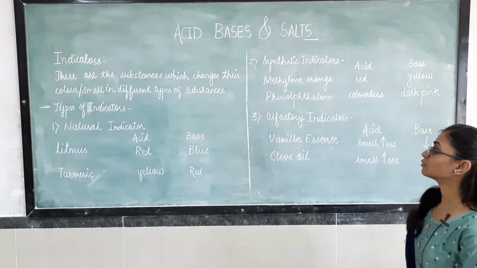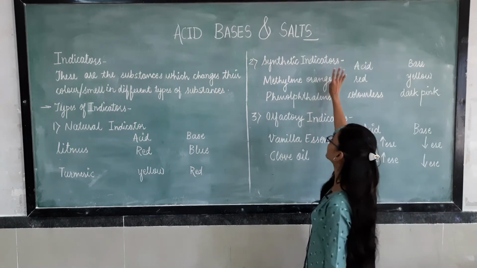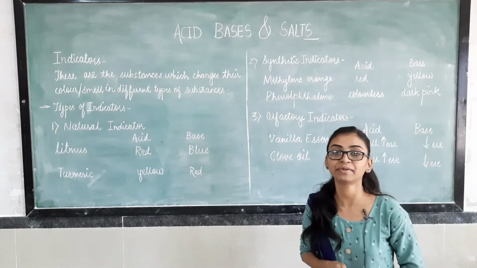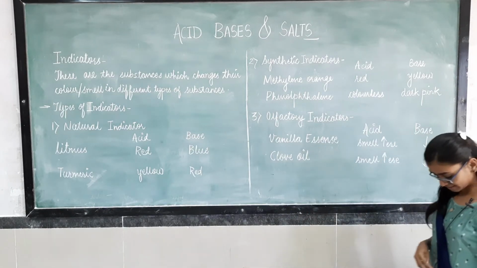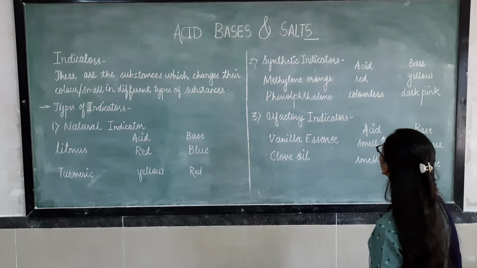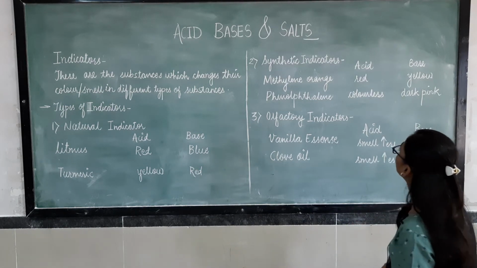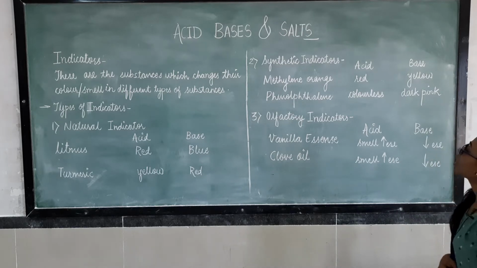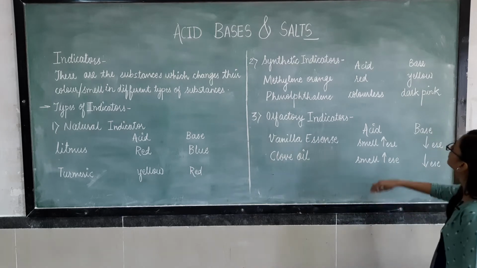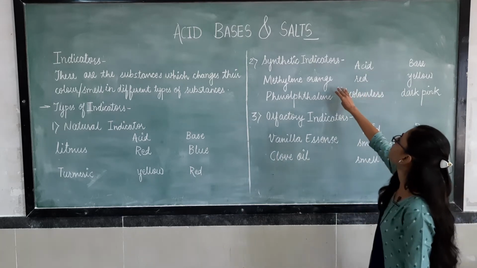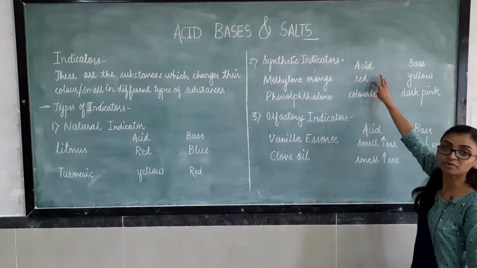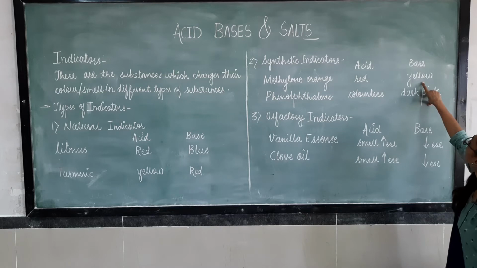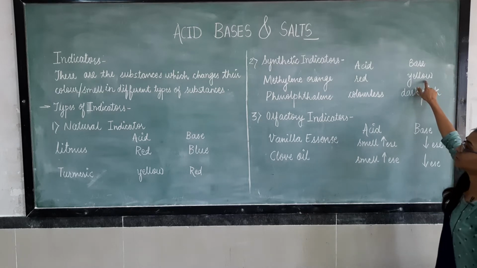Okay. Now the second type of indicators are synthetic indicators. These are the indicators which we synthesize in the laboratory, or chemically prepare. Examples are methyl orange and phenolphthalein. See, methyl orange: what does methyl orange do when it reacts with acid? When it reacts with acid, it turns the solution red. While when we react it with base, it converts it into yellow color.